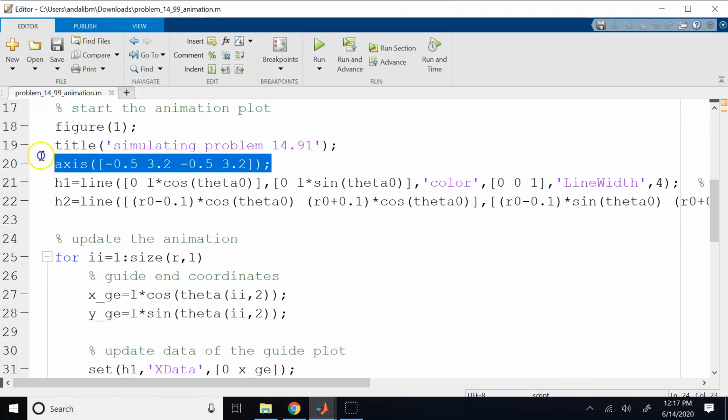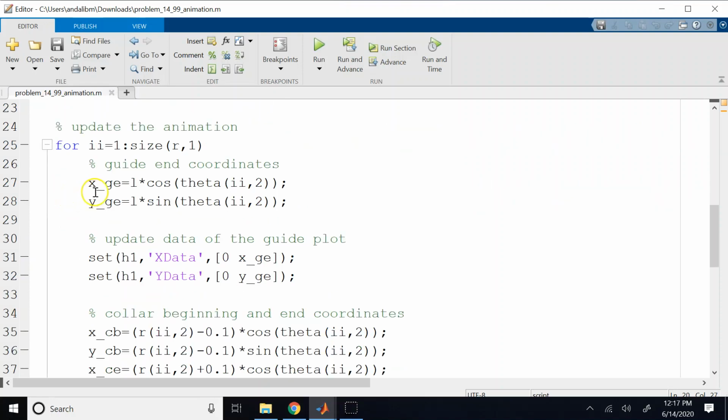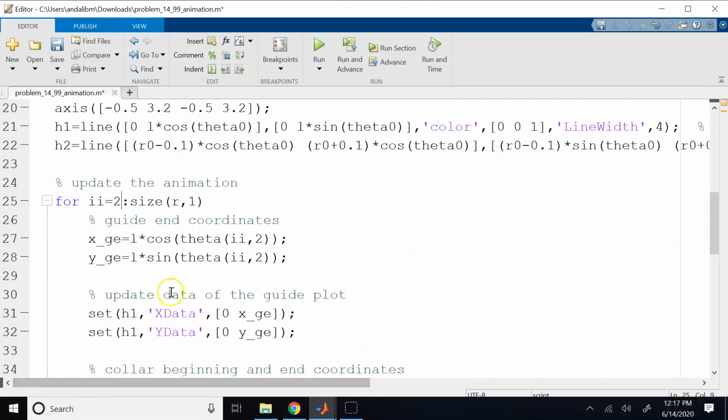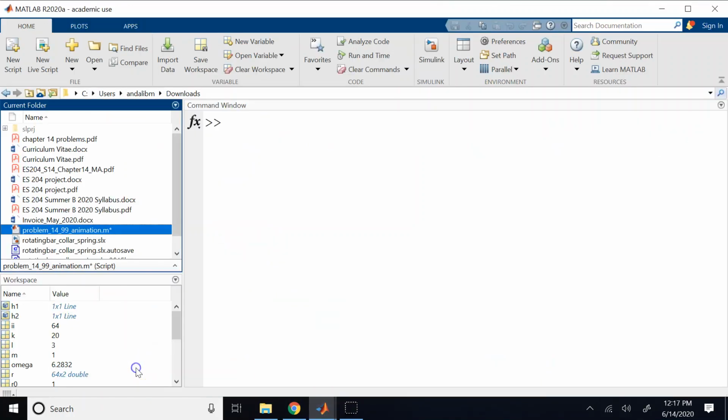By the way, I fix my axis so that as it keeps simulating, it does not update itself, and the frame does not change. The frame stays fixed. So I create a figure, create a title, fix the axis, create the two lines, and create a handle for them. And now what I do is from II equal 1 to size of R and 1, or if you want, you can say from 2, because the first one is already plotted. So you say from 2 to length of R or size of R, depending on how R is written.